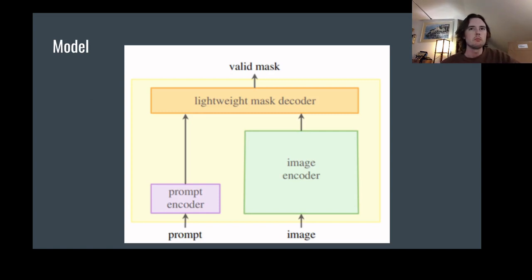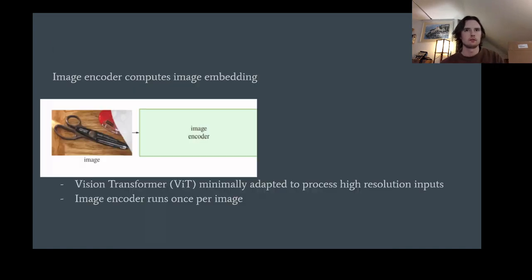So the model has three main parts: the image encoder, prompt encoder, and lightweight mask decoder. The image encoder computes image embedding. A vision transformer is minimally adapted to process high-resolution inputs. The image encoder runs once per image and can be applied prior to prompting the model.